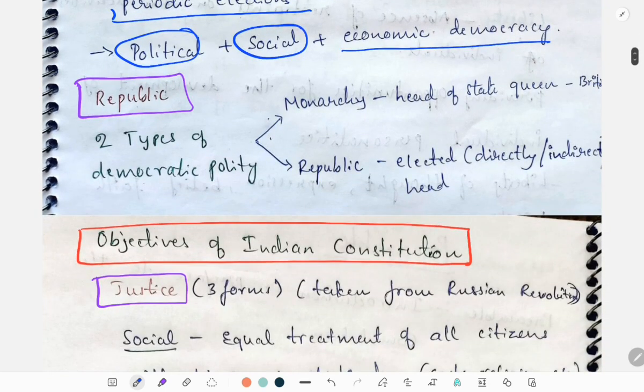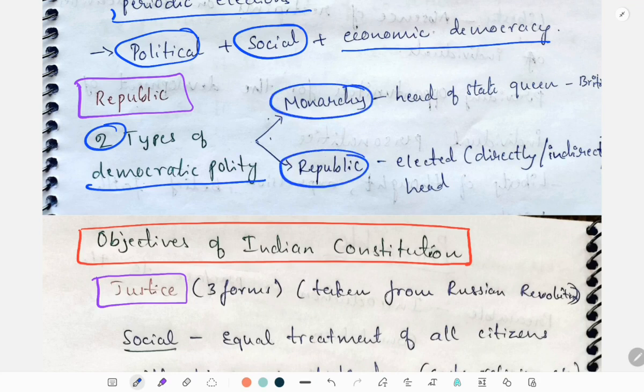Next, republic. There are two types of democratic polity: one is monarchy, another one is republic. In a republic, the head of the state will be elected directly or indirectly. In a monarchy, the head of the state holds a hereditary position. In Britain, the head of the state is the queen.